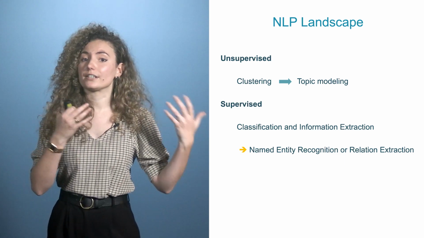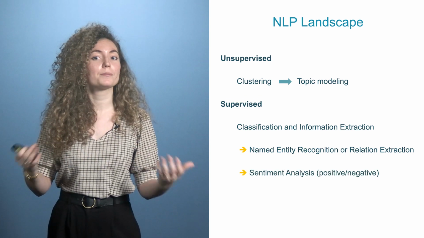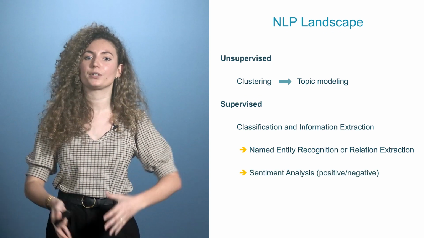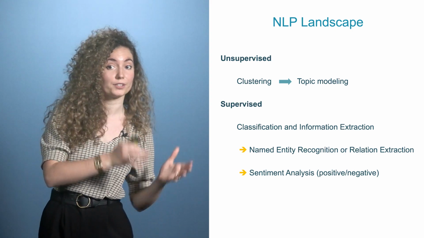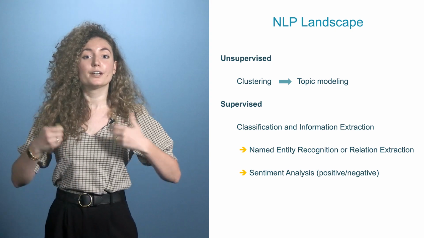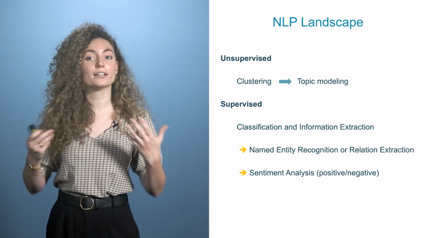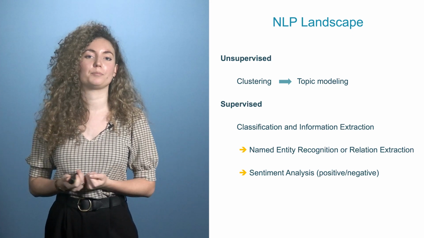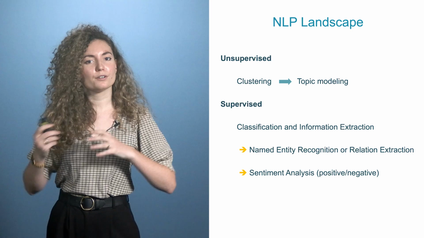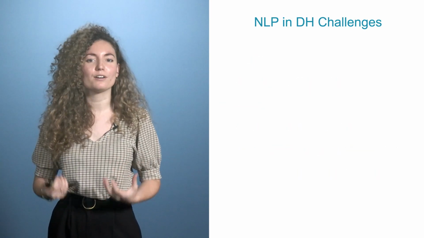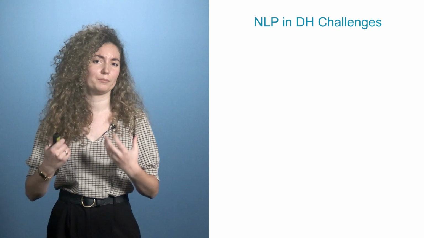A task such as sentiment analysis also happens in digital humanities, which is the task of classifying text according to a valence score, so a positive or negative, for example, could be used to create sentiment arcs or, for example, to analyze how books were received by the public. So let's get into some practical impediments which makes the application of NLP in DH so damn challenging.